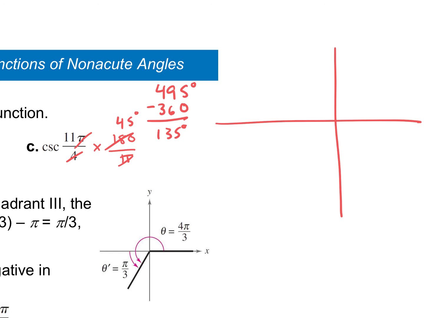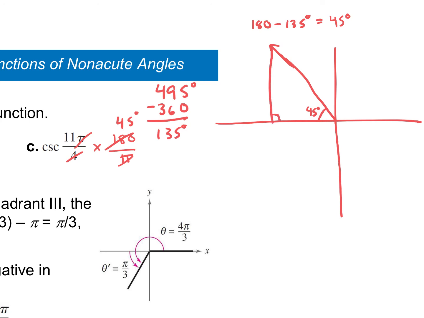And what quadrant is 135 in? The second quadrant. In the second quadrant, how do I find my reference angle? 180 minus 135. I could use radians, but since I'm going to use a 30, 60, 90 or a 45, 45, 90 triangle, I want to keep it in degrees. So 180 minus 135 would be 45. So this is 45 degrees. So I have a 45, 45, 90.